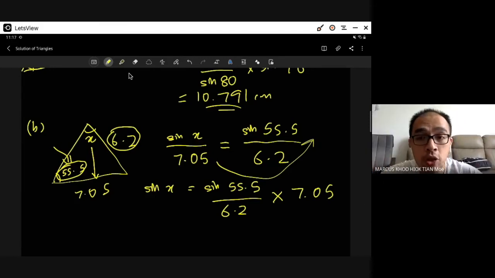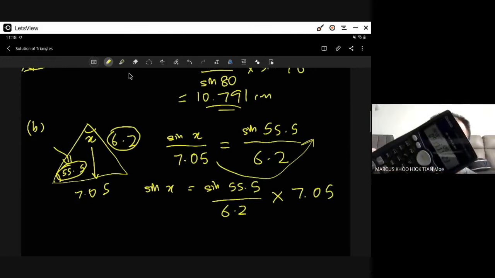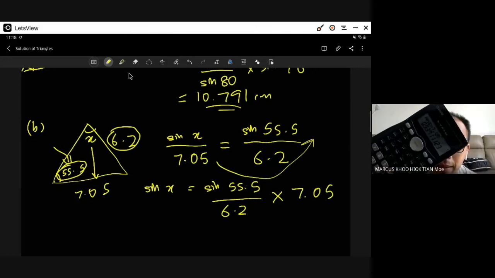Let me remind you, please use divide, don't use per. Okay, jangan guna per, guna bahagi. So sine 55.5, divide by 6.2 times 7.05. You will get about 0.9371 and so on.